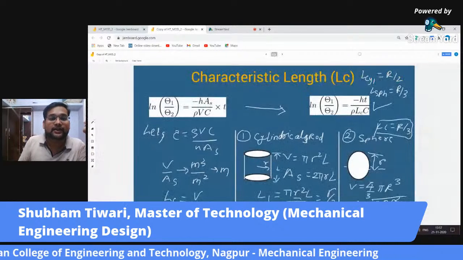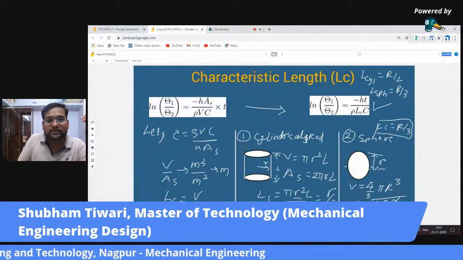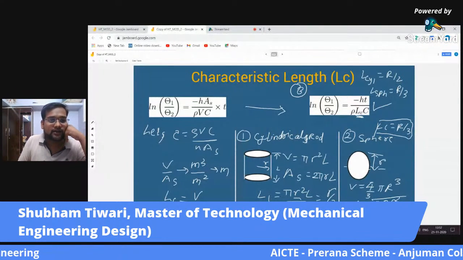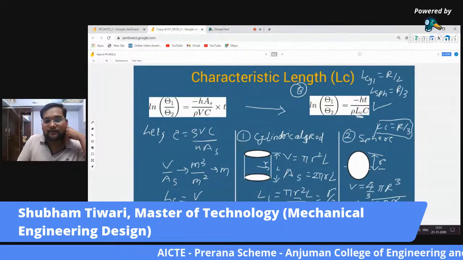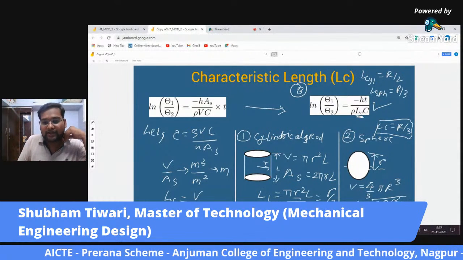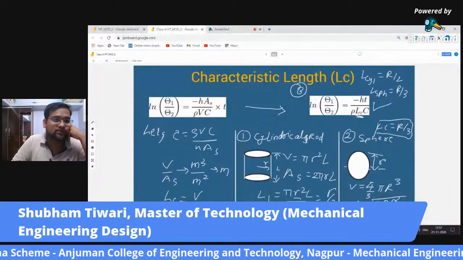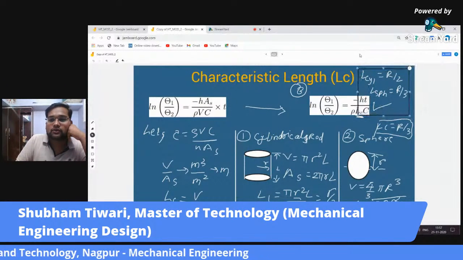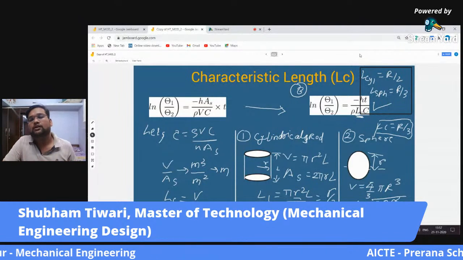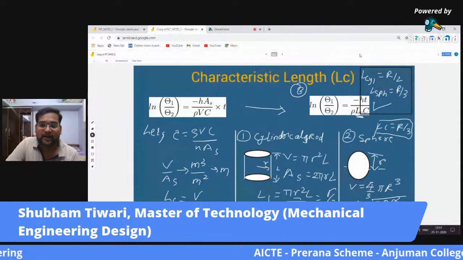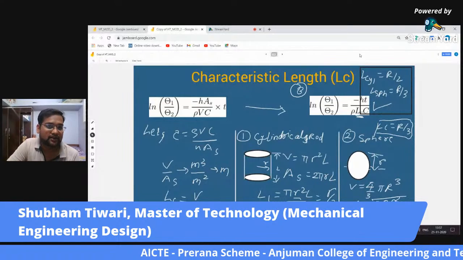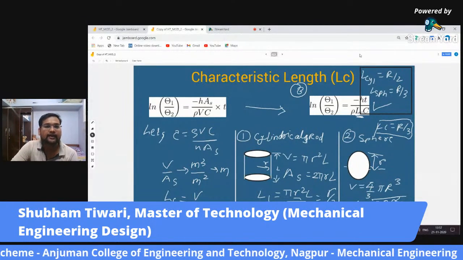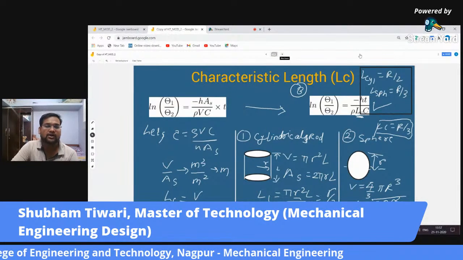What is the characteristic length? Then there was the third form, which included characteristic length. Characteristic length is volume upon surface area. For characteristic length, I told you to remember two values, of cylinder and of sphere. These two values are really important. For a cylinder, it is r by 2, and for a sphere, it is r by 3. What is r? r is the radius of the respective body.